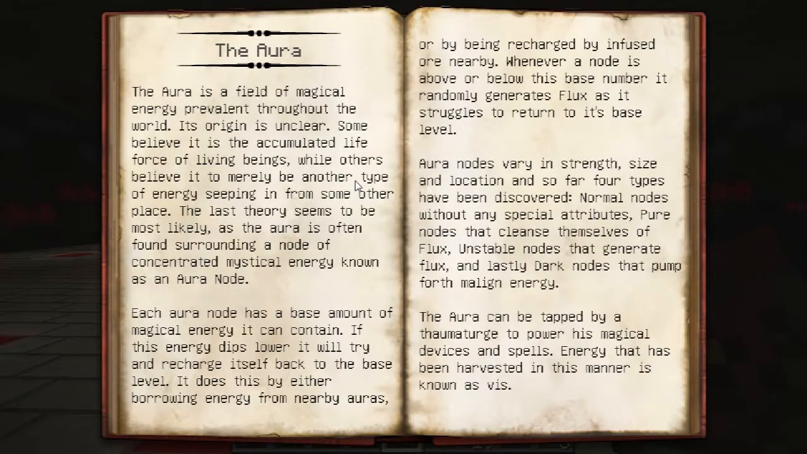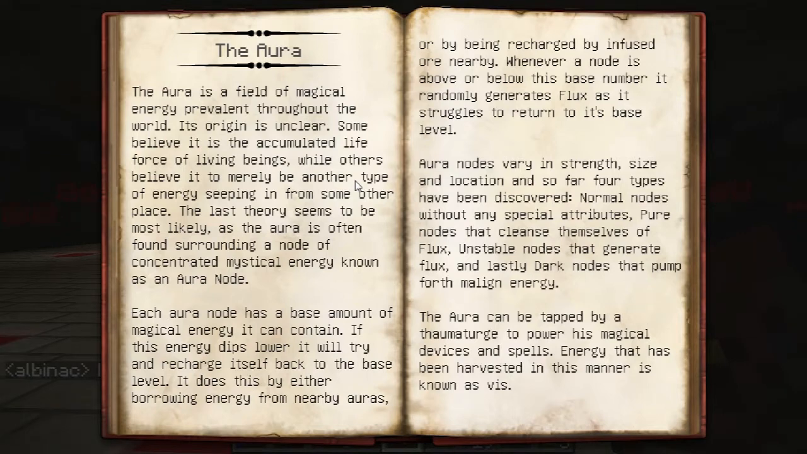Aura is a magical field of magic energy prevalent through the world. Its origin is unclear. Some believe that it is the accumulated life force of living beings, while others believe it is merely another type of energy seeping in from some other place. The last theory seems to be most likely, as the aura is often found surrounding a node of concealed magical energy known as an aura node.